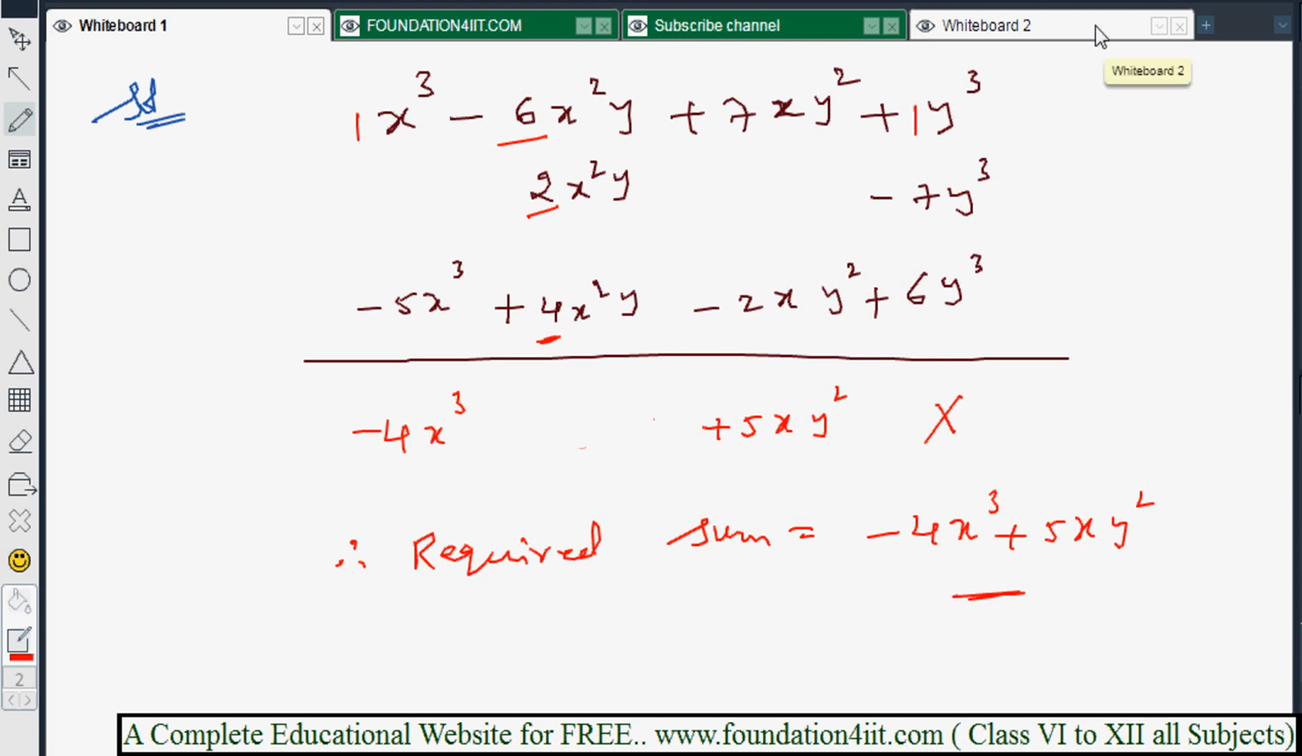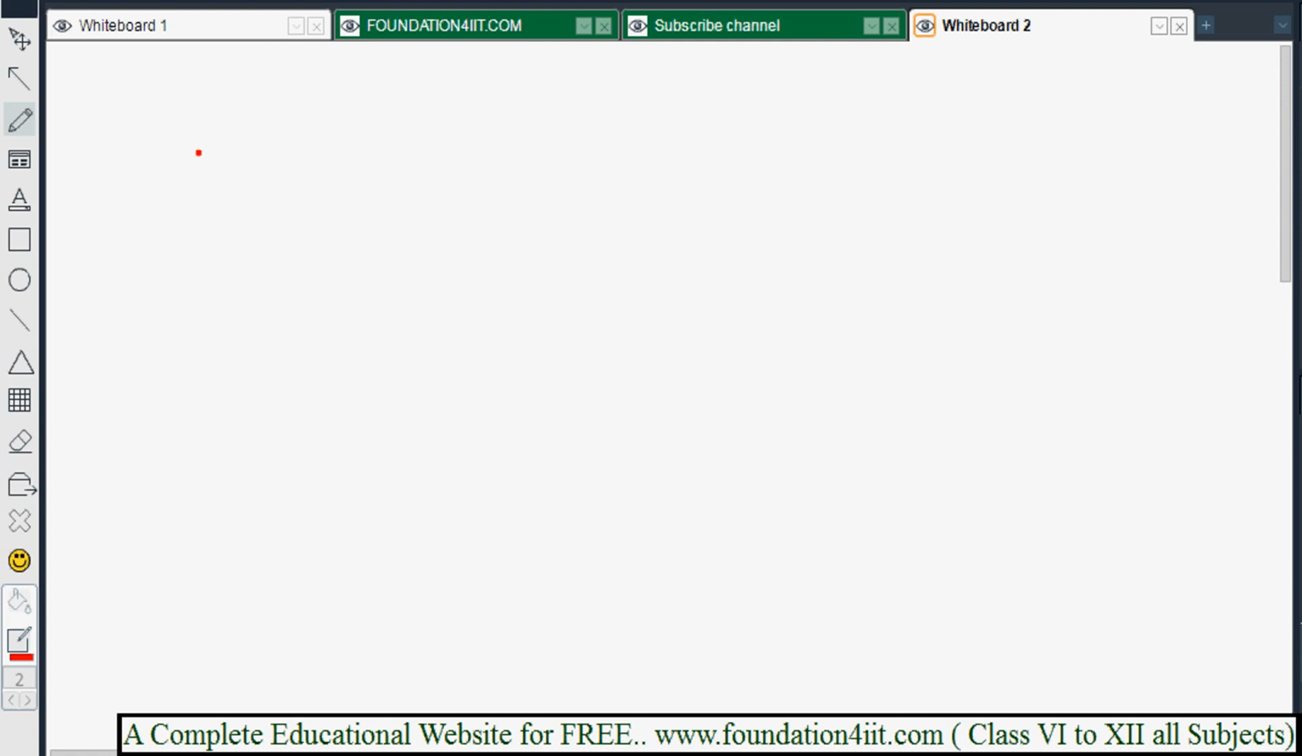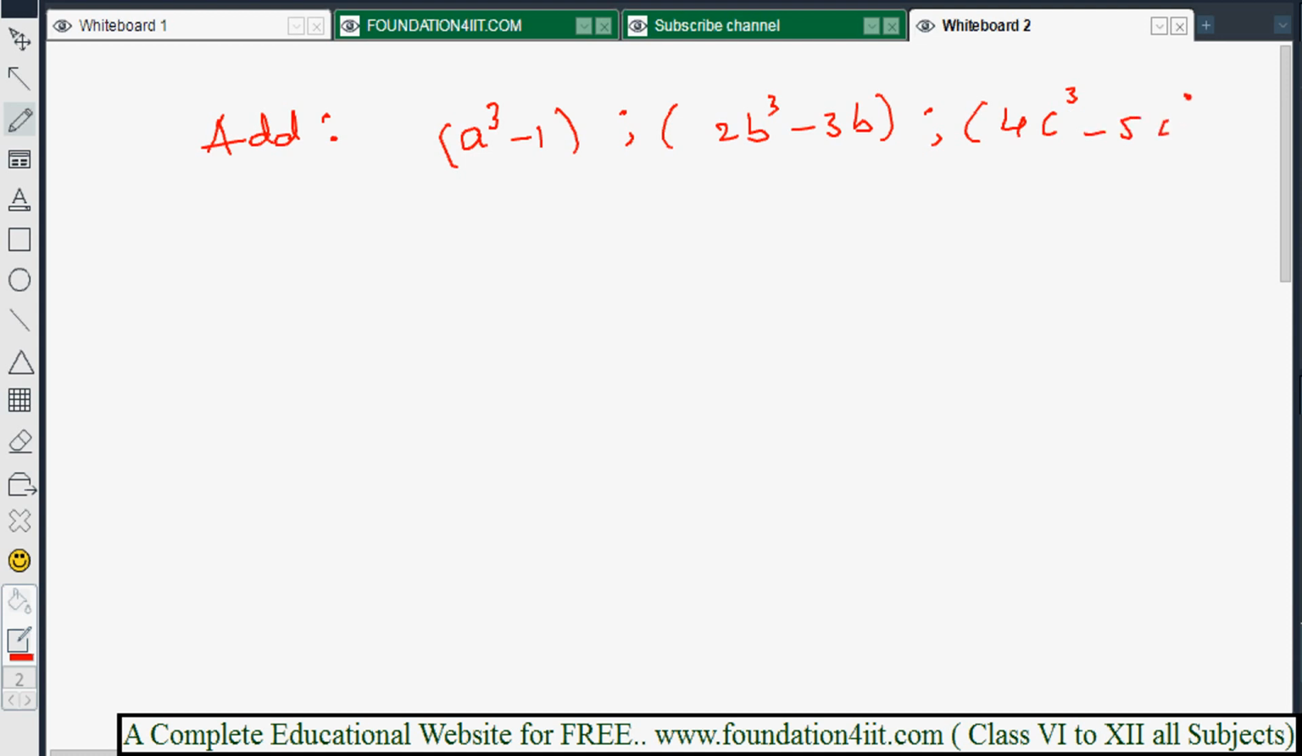And one more sum I'll show you, which is simply different. Only two terms, and nothing is common in all, then how to solve. So let's see the question. Add a cube minus 1, polynomial 2b cube minus 3b, and 4c cube minus 5c square. So these polynomials I need to add.